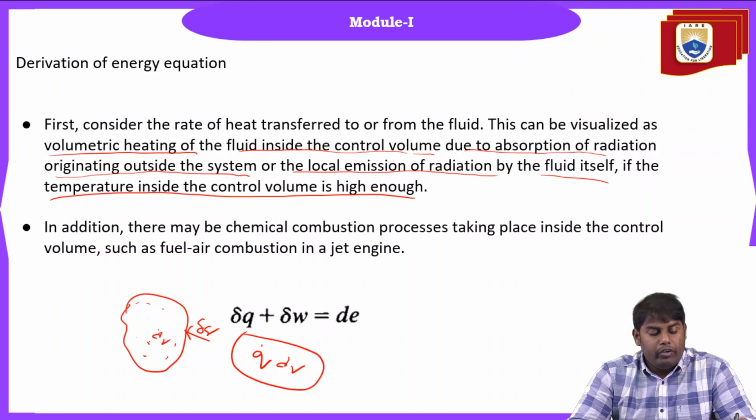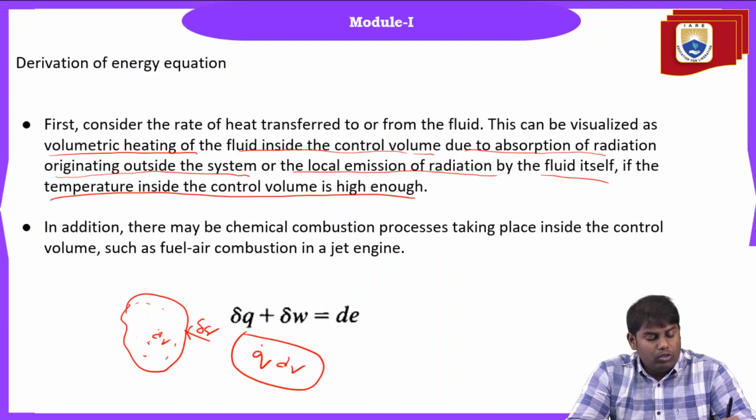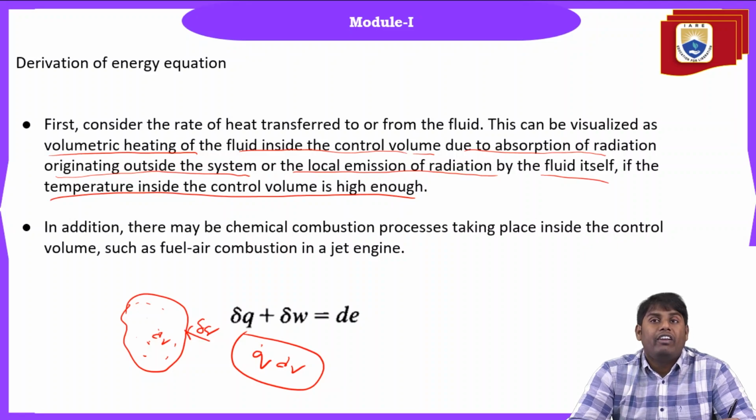Fine. So what we are doing first is considering the heat transferred to or from the fluid. When volumetric heating happens, throughout the volume the flow or the system will get heated up. This happens because of the absorption of radiation which is coming from the outside, where the control volume can hold the temperature within it.